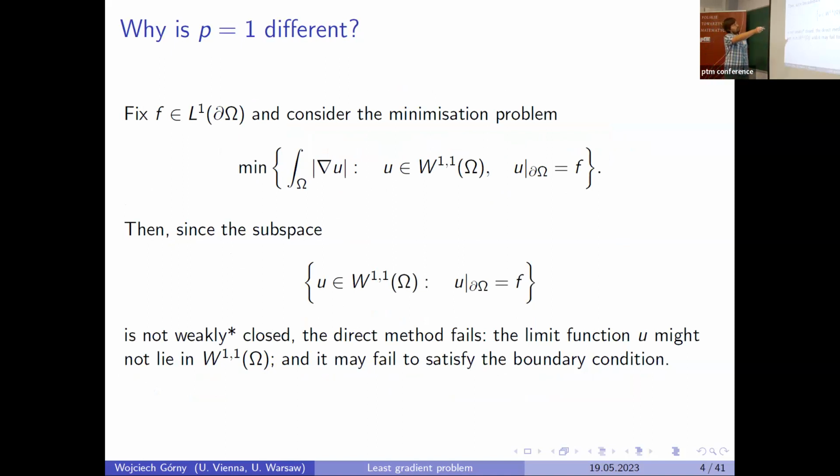Now, when p is equal to 1, a lot of things here don't work. The first thing is that this subspace is not weakly-star closed in this case. So we have two problems. One is that the limit actually might not be in W^{1,1} even. It may have discontinuities of jump type.